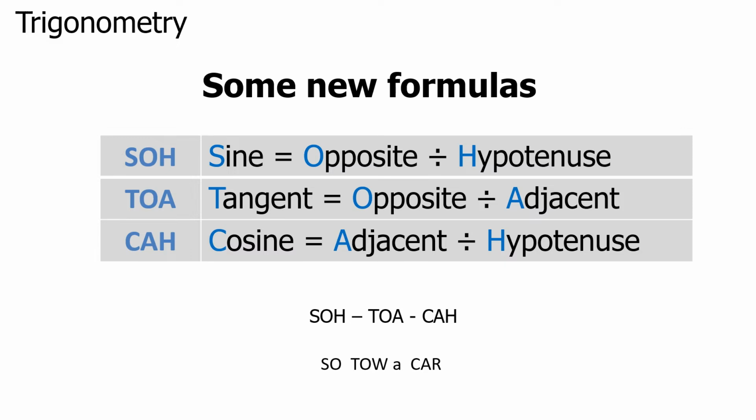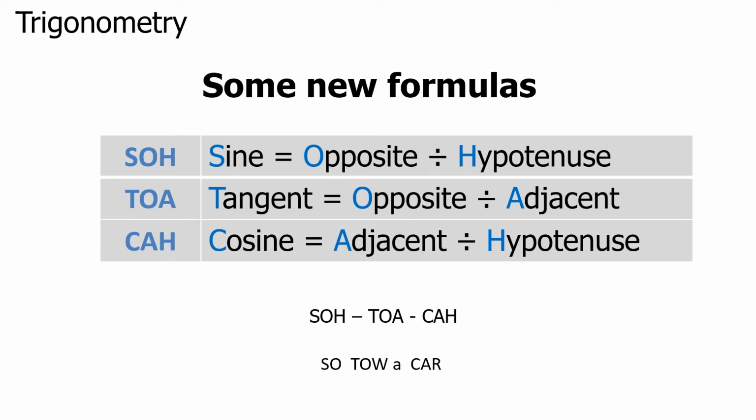Before we proceed to the next slide, it's important to remember that you will have to commit these formulas to memory. A simple way to remember the formulas is SOH CAH TOA. For example, SOH: sine equals opposite over hypotenuse. TOA: tangent equals opposite over adjacent. And CAH: cosine equals adjacent over hypotenuse. So SOH CAH TOA.